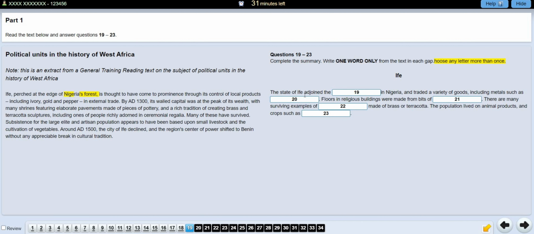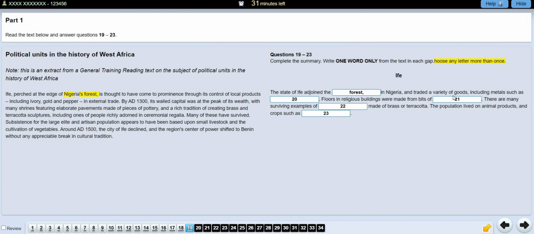The state of Ife is thought to have come to prominence through controlling local parts of the island. So Ife, the state of Ife adjoined the dash in Nigeria. So Ife first at the edge. State of Ife adjoined the edge in Nigeria. No, perched at the edge of Nigeria's forest.